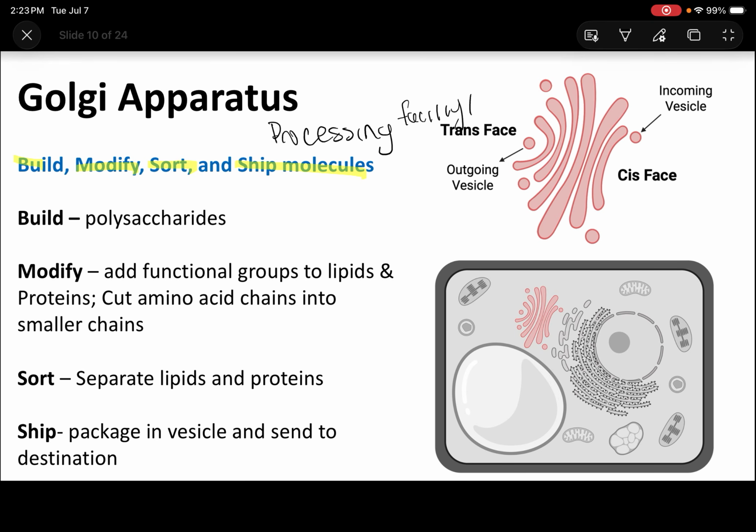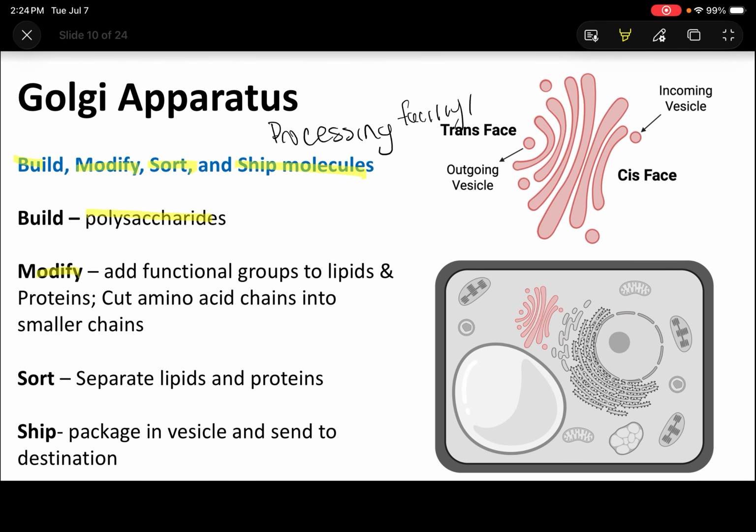Right? So the Golgi makes polysaccharides, so it makes these carbohydrates that our cell uses. It modifies proteins and lipids, so it will add functional groups to lipids and proteins. It will cut amino acid chains into smaller chains. It's really going to be modifying and getting these things ready. And then it sorts and ships things out.